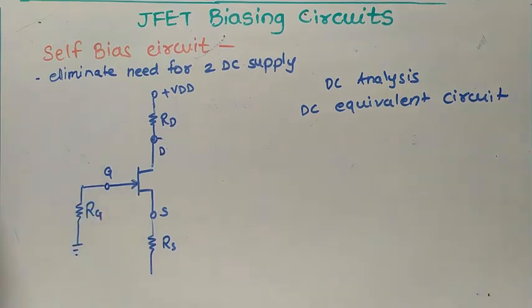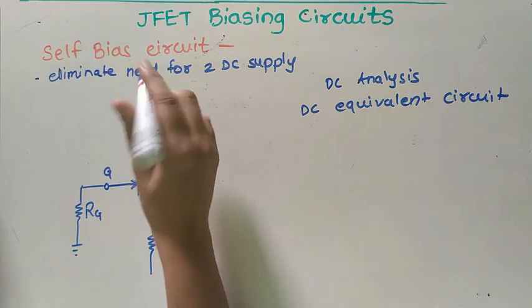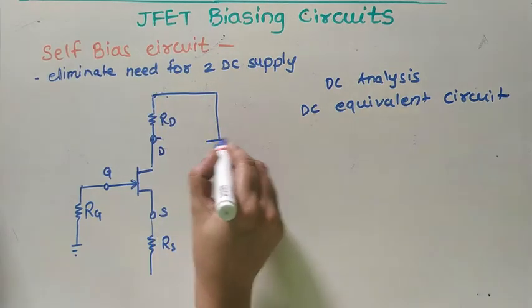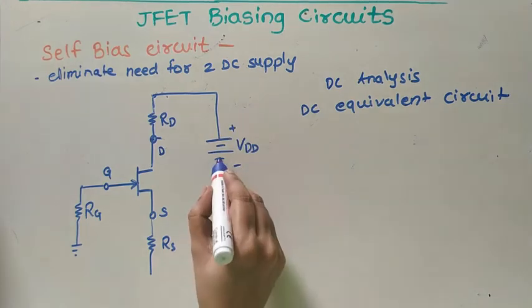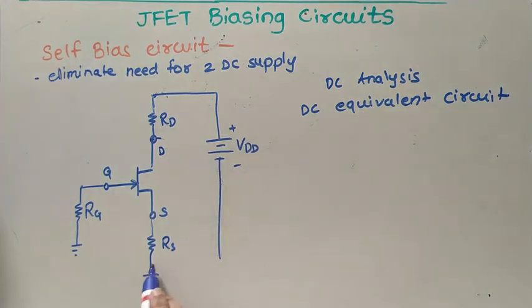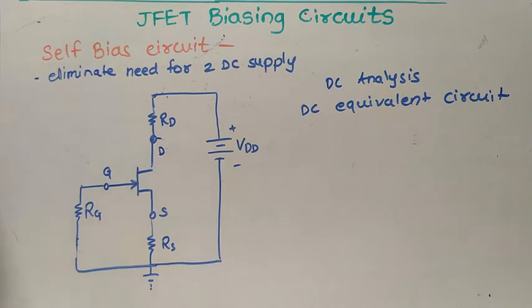So for DC analysis we will get this particular supply. Again, for our convenience, we can write down this VDD like this. Here VDD plus minus, it is grounded like this. So this also you can draw like this, so that the circuit will look good. So this is our self bias circuit.